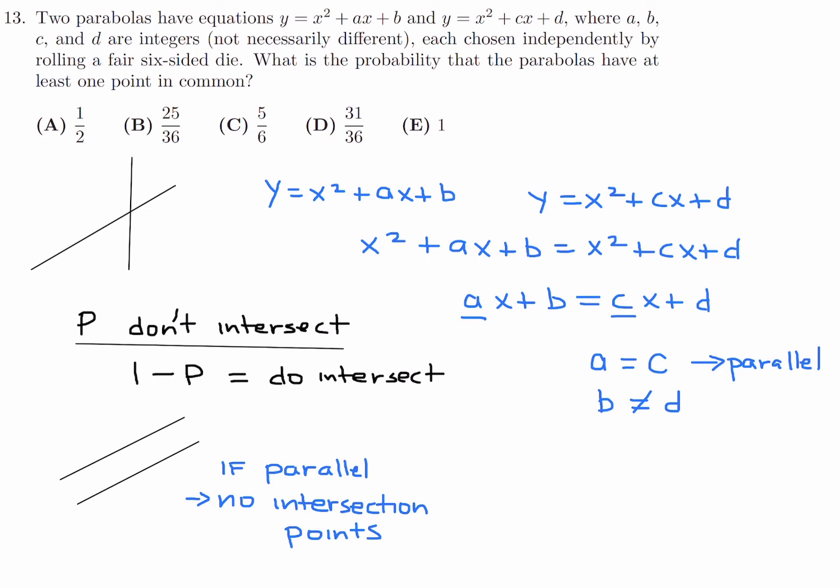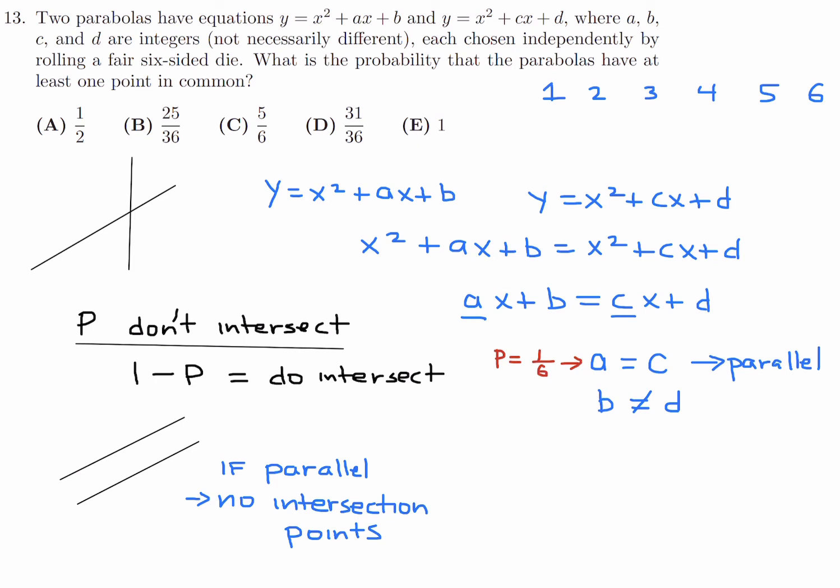Well, for A to be equal to C, remember there's 6 numbers on that die that they are using. It's a fair die. So the probability that you roll a number A, let's say it's 1, the probability that C is the same is it's got to be also 1. So if you roll a 1, the next number has a 1 in 6 chance of being the same. So the probability of A equal to C is 1 over 6.